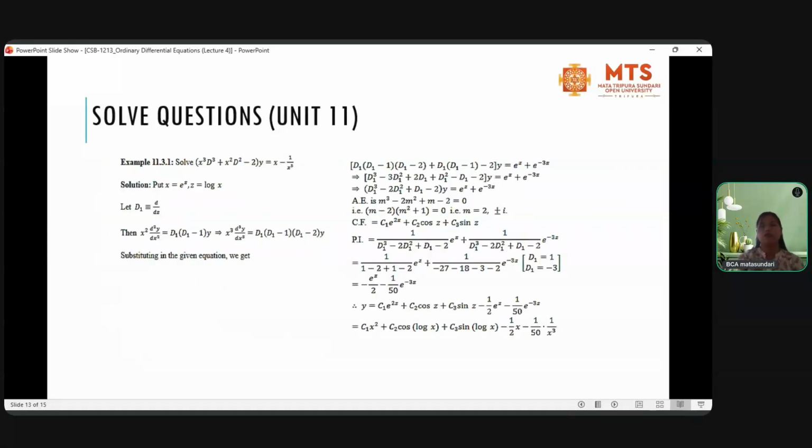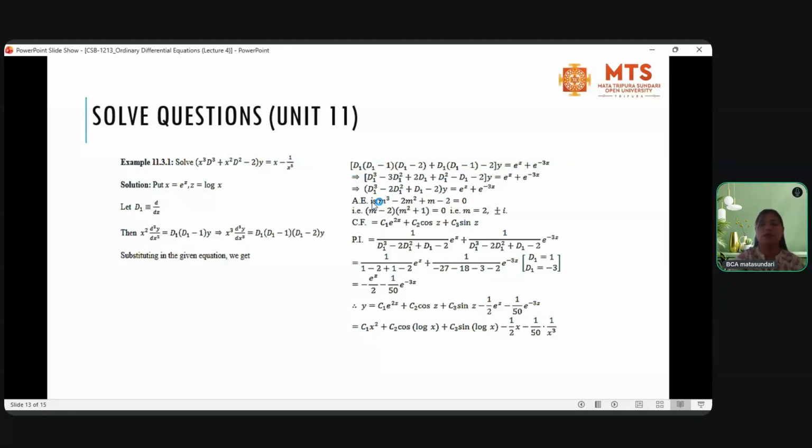Next question is from unit 11. This is the given example question. Put x equal to e to the z. This is substitution again. Substituting in the given equation we get this one. You see, you can solve it in this way.